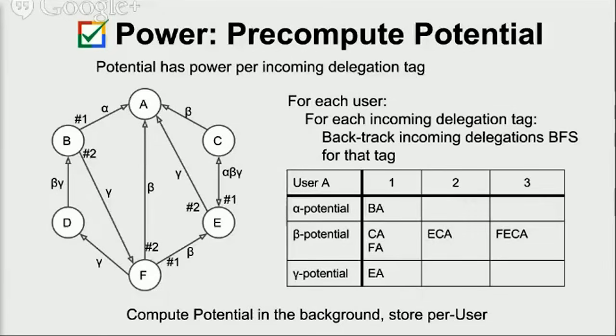Now, what a potential object looks like is that for every user, we say, what is their potential for incoming votes from that tag? So for example, user A's beta potential, you can see that C delegates to A, F delegates to A, so that gives them some potential. And we also do this kind of breadth first search backtracking to compute potential objects to give, for example, that F could delegate to E, could delegate to C, could give A a vote on anything labeled B.